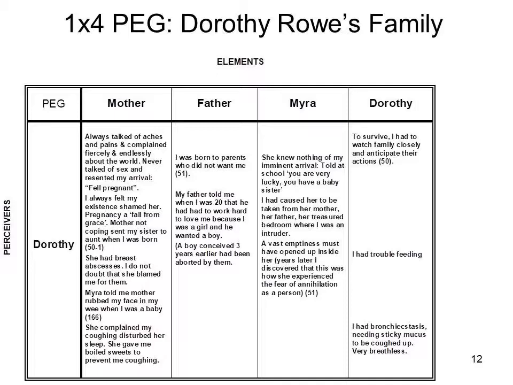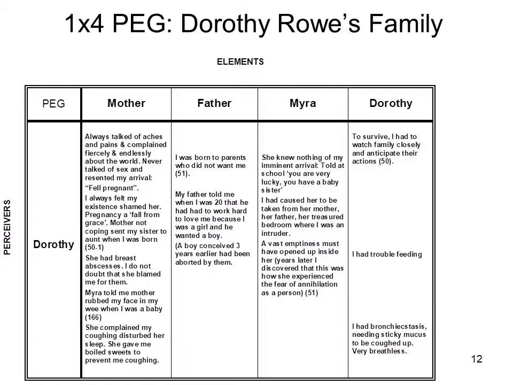If I read it, then it'll help, I think. So the way the perceiver element grid works is that you have a perceiver here. This is just the first row, which is Dorothy's perceptions. We don't have the perceptions of the other members of the family. If we wanted to know what the mother thought, we would put her here and then write down how she saw herself, how she saw her husband, how she saw Myra, how she saw Dorothy. But we're only looking at this point at Dorothy's views, okay?